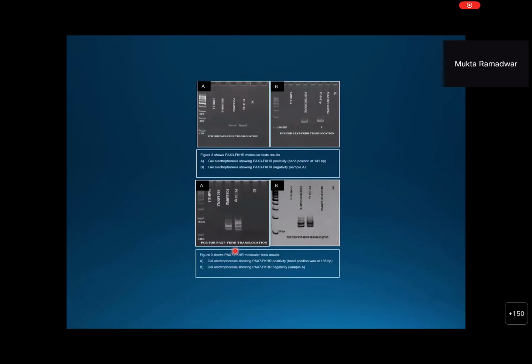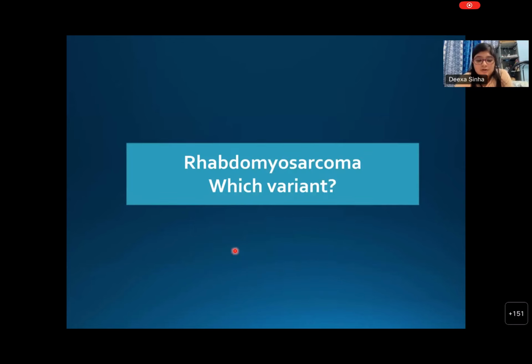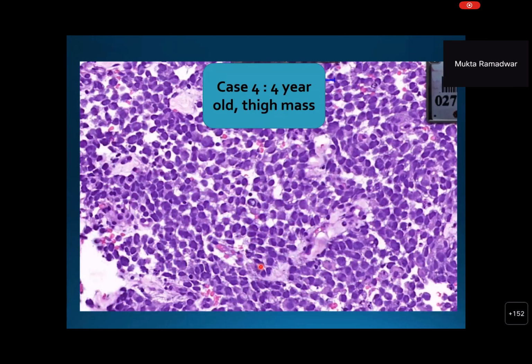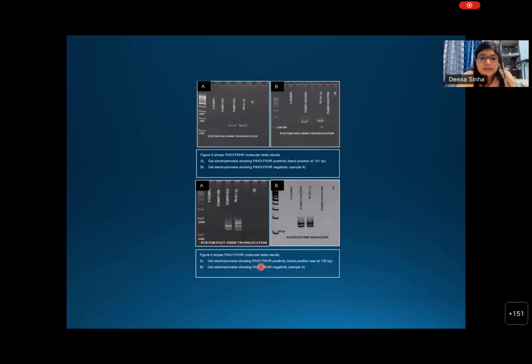Immunohistochemistry and molecular. Can immunohistochemistry differentiate between alveolar and embryonal variant? No, it cannot. The entire tumor is this way. Molecular studies, and which ones? Alveolar will show PAX3-FOXO1 and PAX7-FOXO1 positive, and embryonal will be negative.